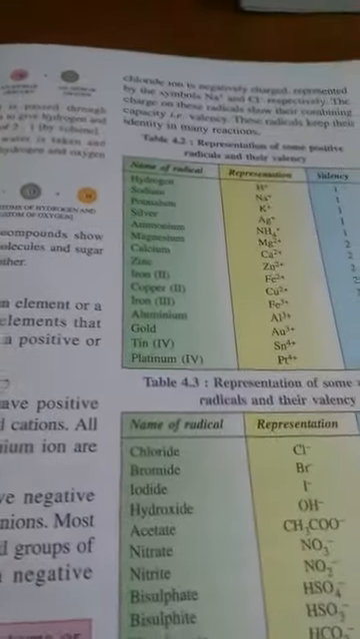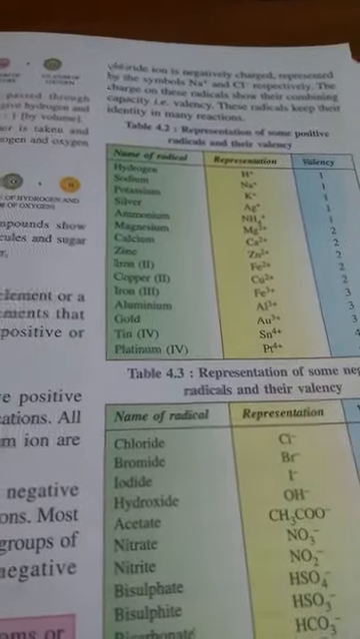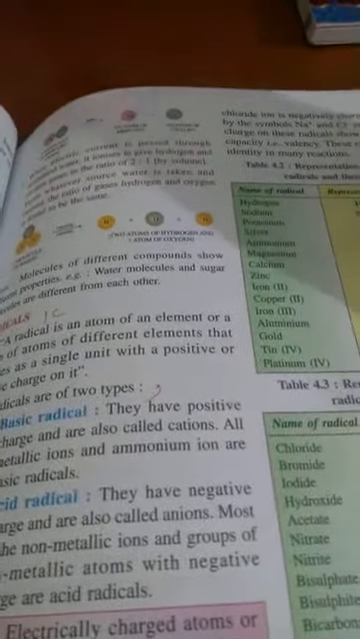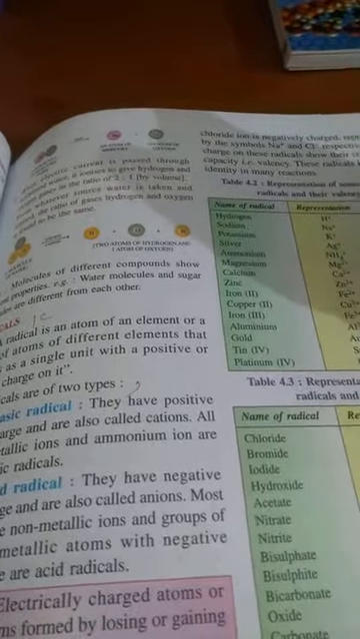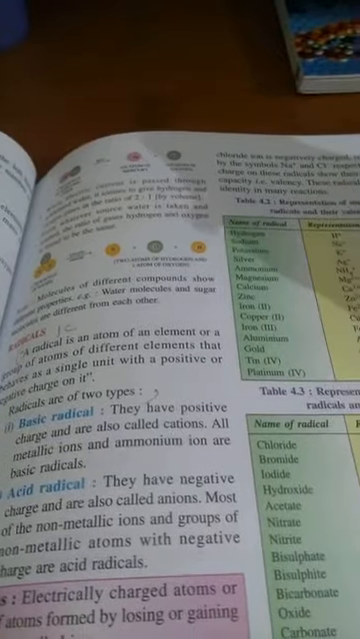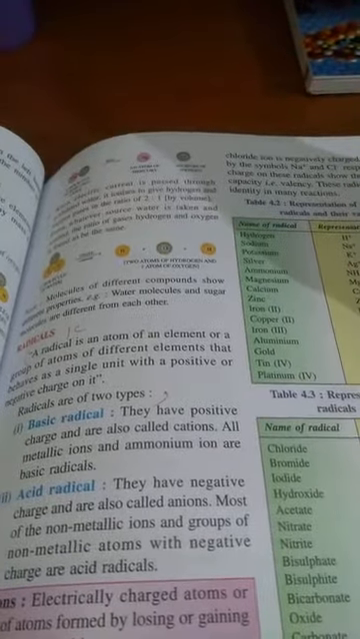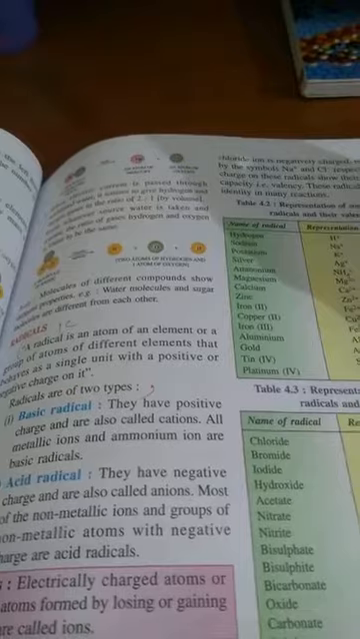Hello students, today we will revise radicals. A radical is an atom of an element or a group of atoms of different elements that behave as a single unit with a positive or negative charge on it.